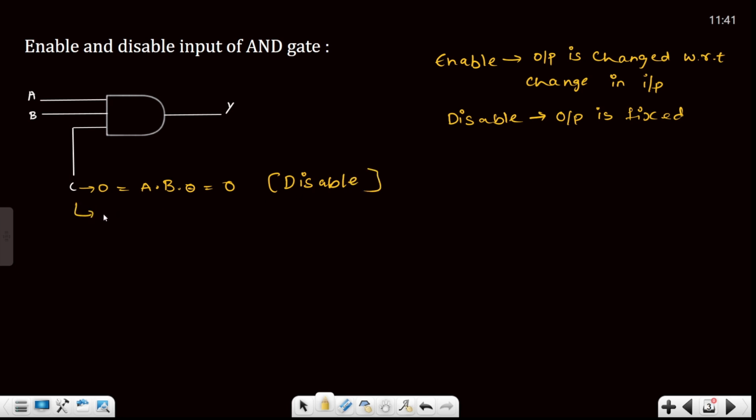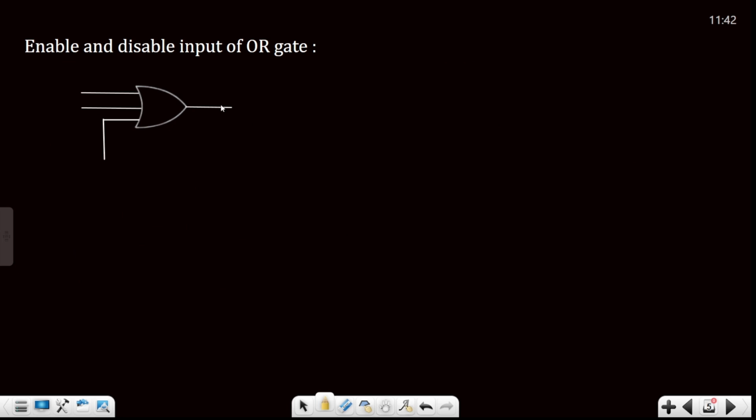And if I am taking 1, then A into B into 1 will be AB. So if I am changing the input, then my output is also changed. So this will be the enable input of AND gate. Similarly, let us also learn it for OR gate as well.